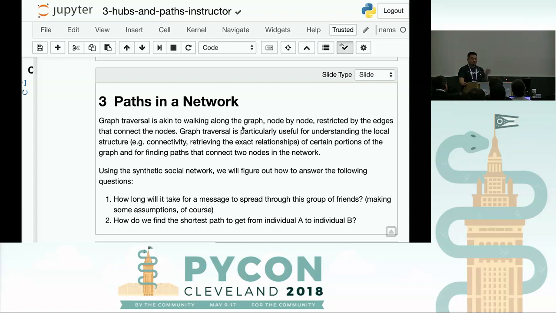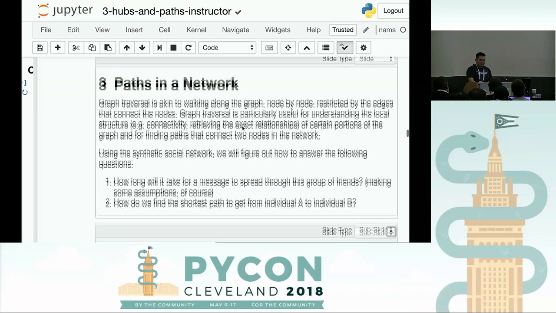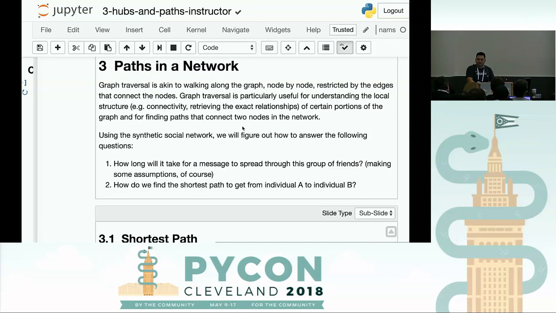And so what we're going to do next is the hardest part of this tutorial, which is we're going to figure out how we can find paths between nodes in a network and use that to figure out which nodes are really important. Okay, so this is what we call the problem of graph traversal. How do we go from one place to another?